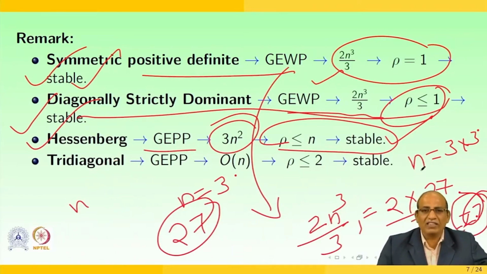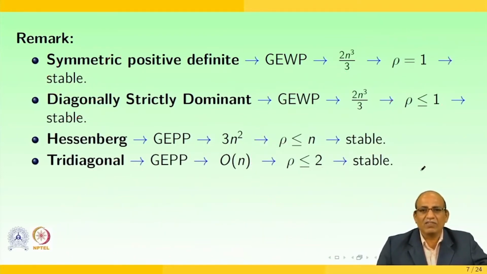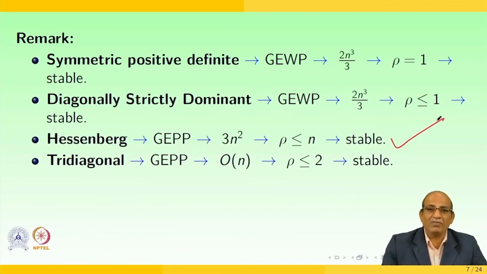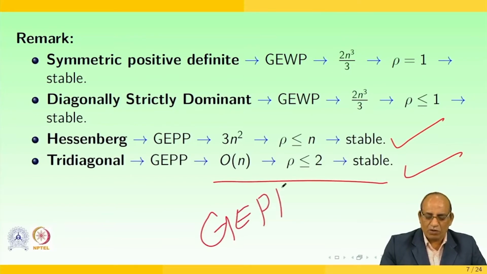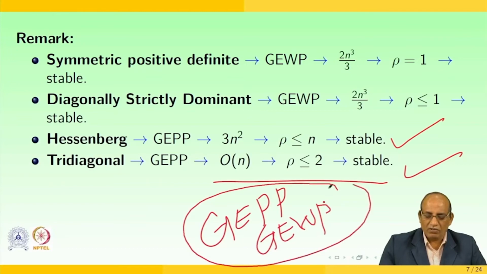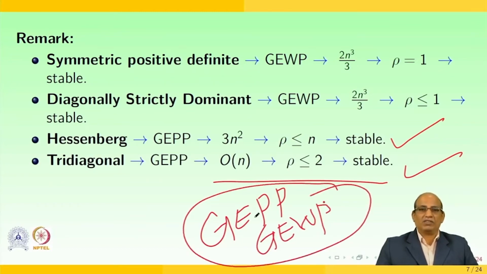Well, if you look at this case, similarly when the matrix is Hessenberg, still it is stable, and when the matrix is tridiagonal, it's big O of n, you do get stable Gaussian elimination with partial pivoting. Now we have seen Gaussian elimination with partial pivoting; what would happen with Gaussian elimination without pivoting, what would happen to the system of equations? So Gaussian elimination with partial pivoting, that is rho less than or equal to 2, is stable, and the Gaussian elimination, this is also stable.